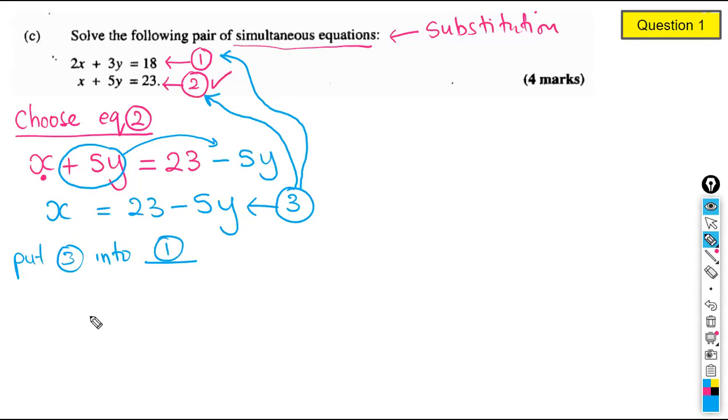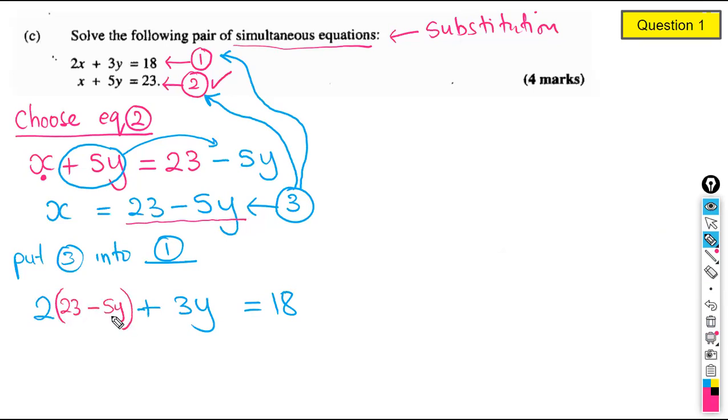So let me take my time here. Equation 1 is 2x plus 3y is equal to 18. Remember, 2x, we can throw away this x and replace it with what? With 23 minus 5y. But remember, when you replace it, please remember the brackets.